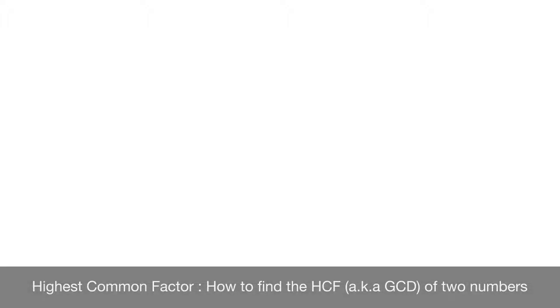We now learn how to find the highest common factor, also known as the greatest common divisor, of two whole numbers. And we do so using two examples. The first example will be to find the highest common factor of 8 and 20. Now, to find the highest common factor, we follow two steps.